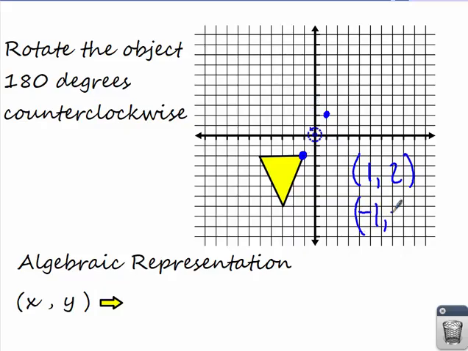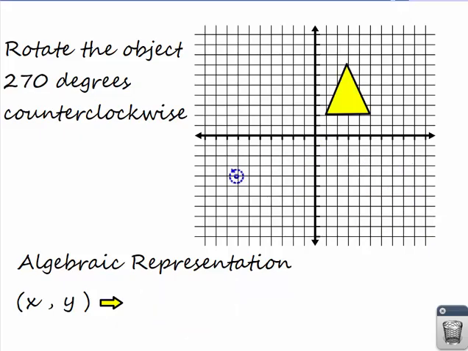It's (-1, -2). So when we look at the algebraic representation for a 180-degree counterclockwise turn, and this would be a 180-degree clockwise turn as well, we take our original coordinates of 1 and 2. What happened to them? They stayed in the same place. I still have the 1 in its spot and the 2 in its spot, but they both turn to their opposite. So we end up with (-x, -y). Again, remember, this x and y is referring to the original coordinate, and this is what happens to them. They're going to be the opposite.